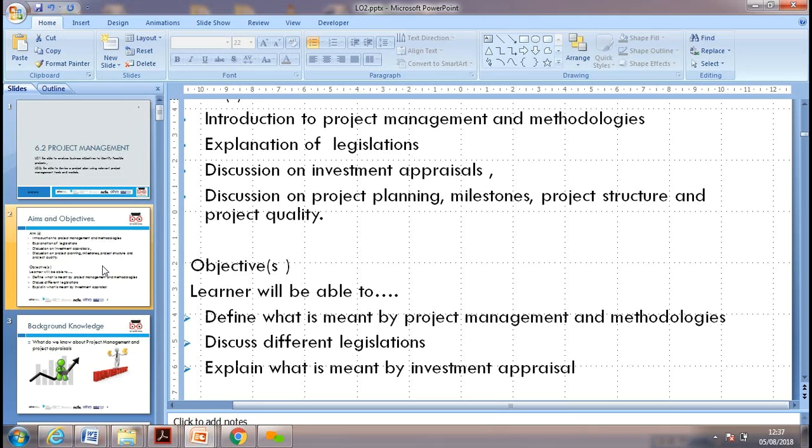When we plan something, we need to look around at what the legislation is. As project managers, we need to be well aware of this legislation. Discussion will be on the investment appraisal. When you make the budget you need an investment appraisal: the pound we are investing, what we'll get out of it, and how long it will take us to recover that money.